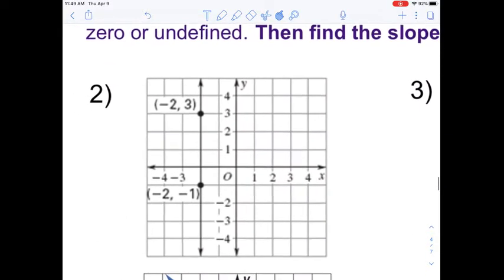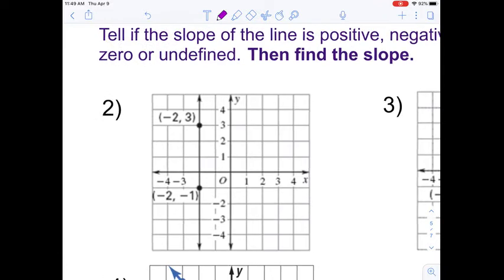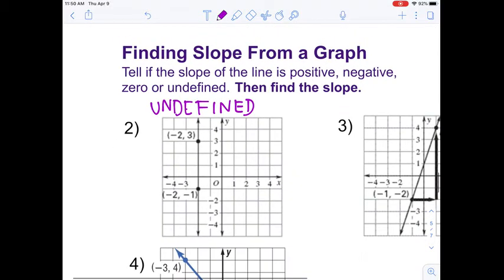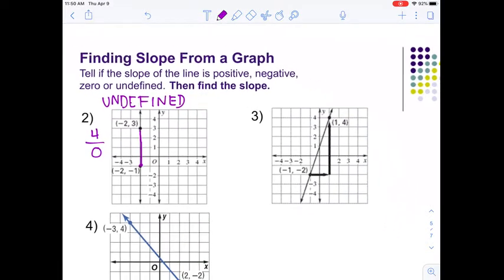Looking at number 2, it is a straight line, which means it's vertical, so it is undefined. Okay, the slope is undefined. Our rise, if we were to count, would be 1, 2, 3, 4, and our run is 0. So 4 over 0, it's an undefined slope.